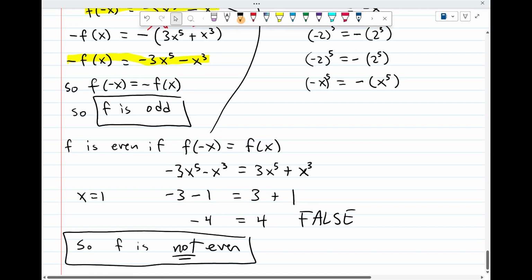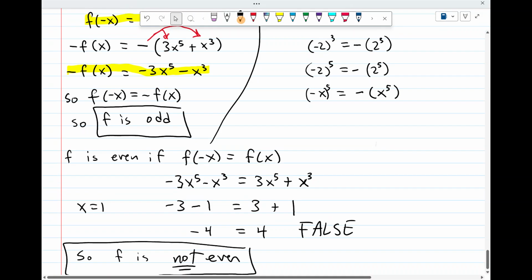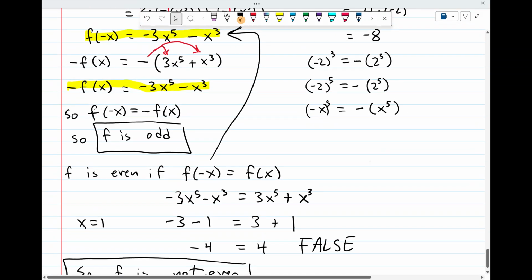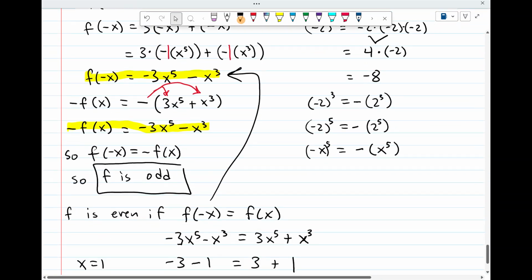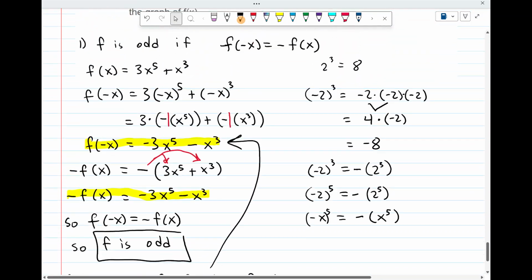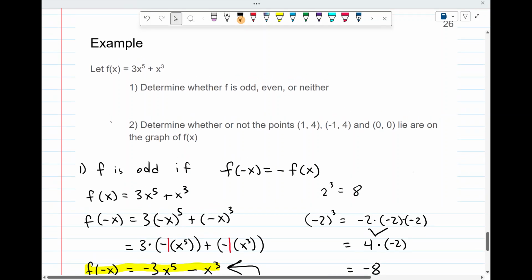Almost all of the time, but not exactly all the time, f can either be odd or it can be even. It's very rare that a function can be both odd and even. There are very few functions where that is true. And the other option is it could be neither. But in this case, f was odd.